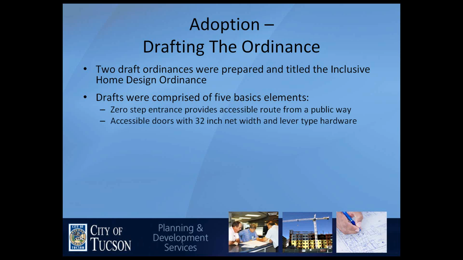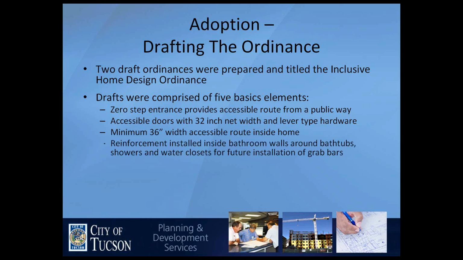The next point is minimum door widths that allow a wheelchair to pass through them, and lever type hardware that allows operation without tight grasping of the hand or twisting of the wrist. The third item on our draft ordinance was a 36-inch hallway, which is probably the easiest one to meet since the building codes require that anyway.